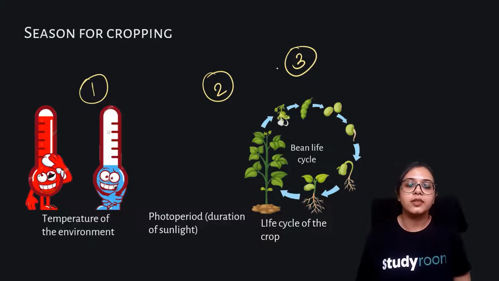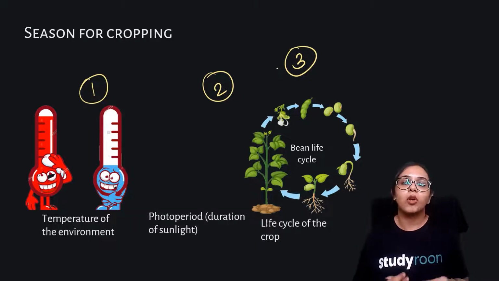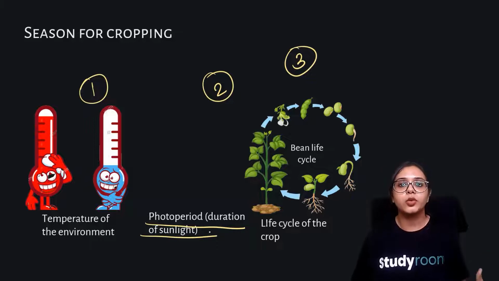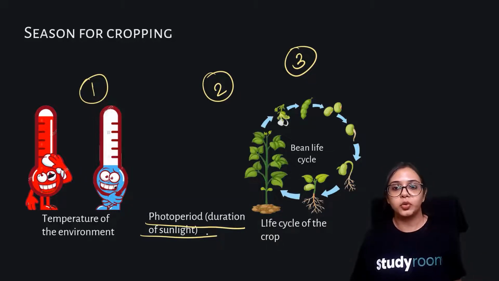The other reason is the photoperiod. Say if a plant is not getting enough sunlight, then how will it photosynthesize to produce food? How will we get our food if the plant is not photosynthesizing? So adequate photoperiod, that means the exposure of that crop, that plant to sunlight, is also very crucial.